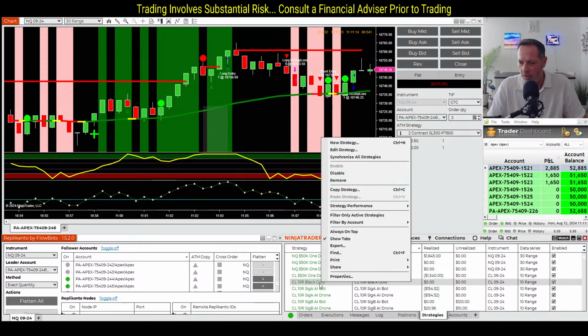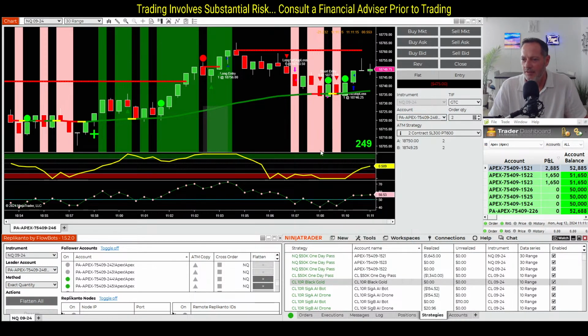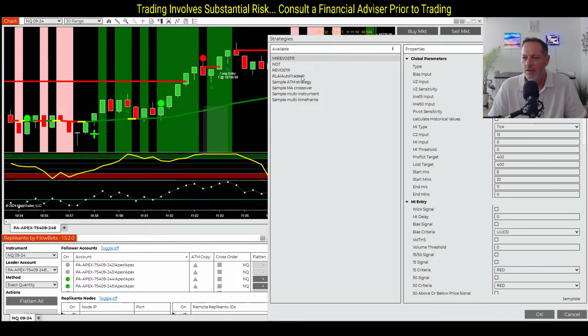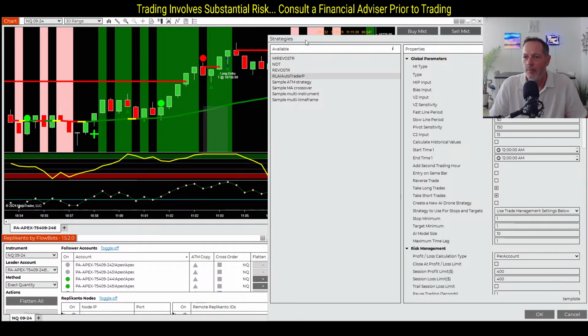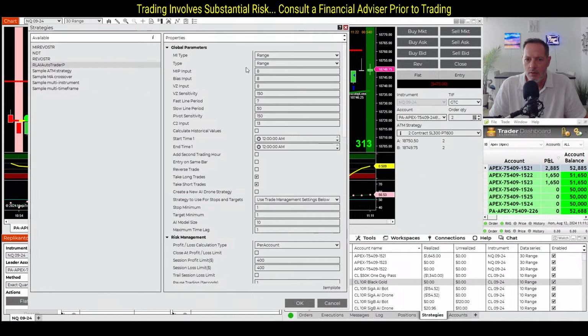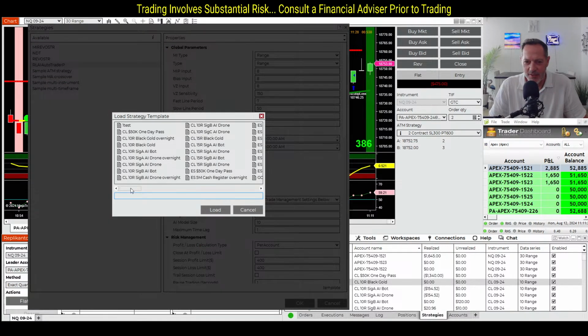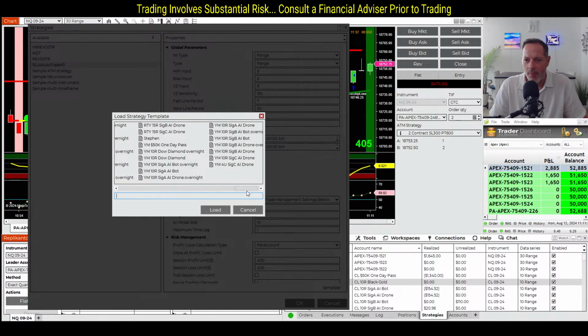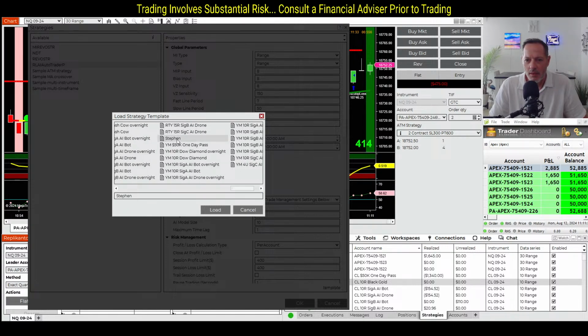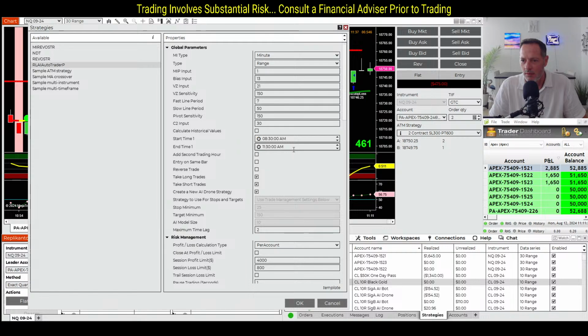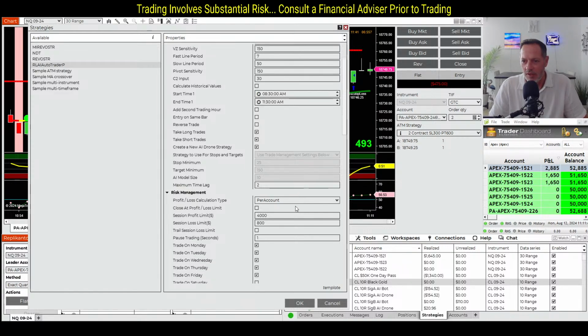We'll get one exciting strategy going here. Let's get Stephen going. That one's a fun one. Can move some cash quick. Things in the trade all the time almost. Okay, I got 15 minutes of it.